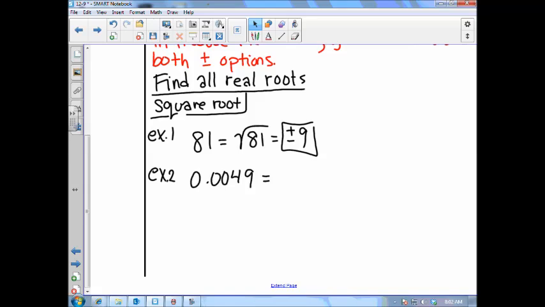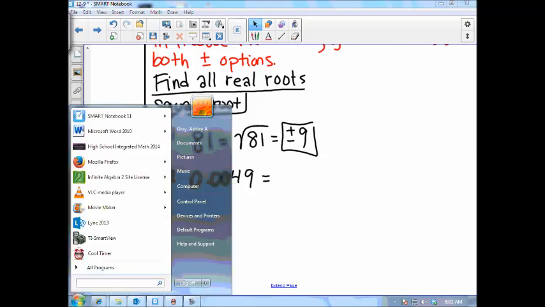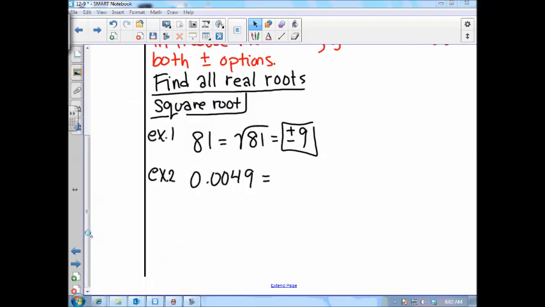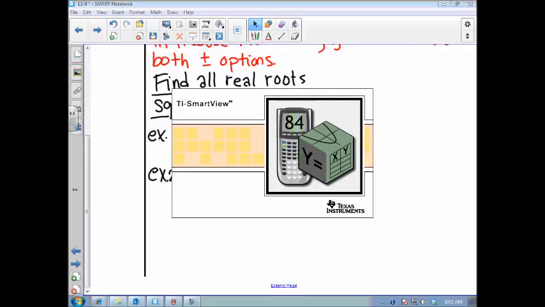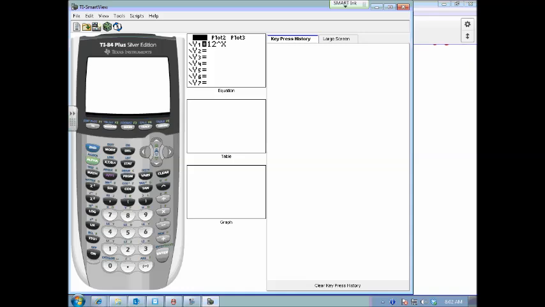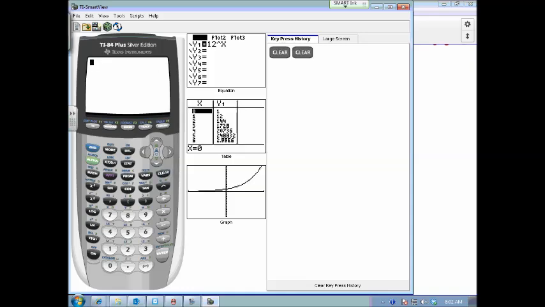Okay, so let's see how it is affected with a decimal. Okay, pull out your calculators, please. Even your phone calculator can do this. So find a calculator, pull out an app or the real calculator. We need to put in 0.0049. Clear out the old stuff. Okay, 0.0049 and take the square root.